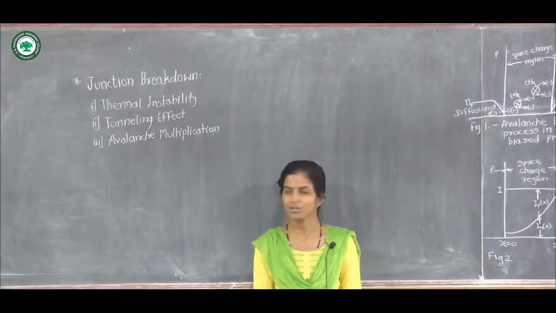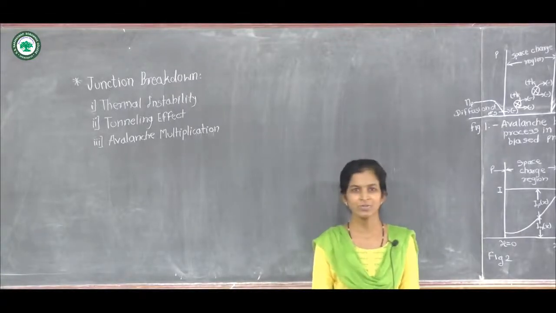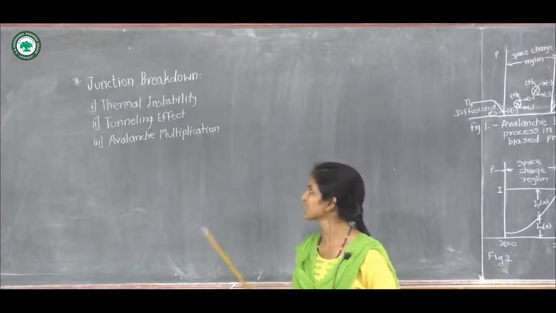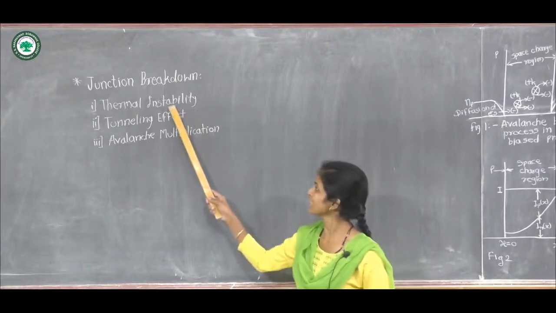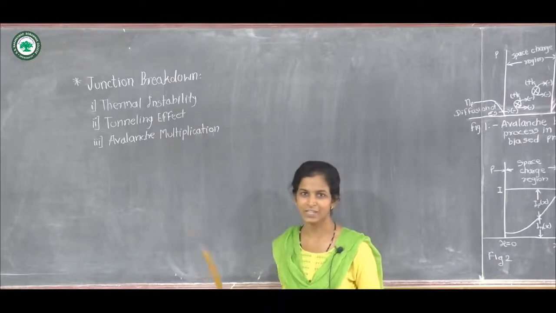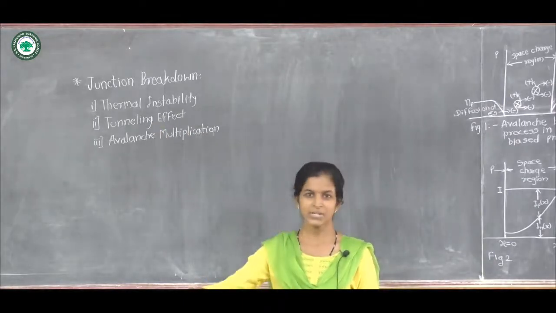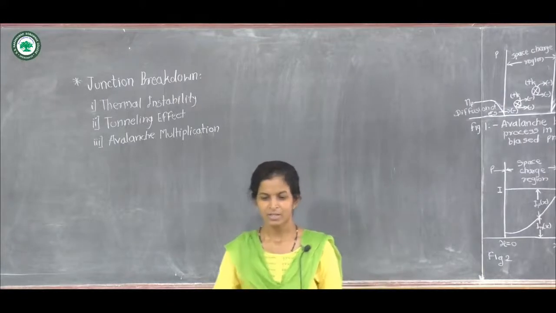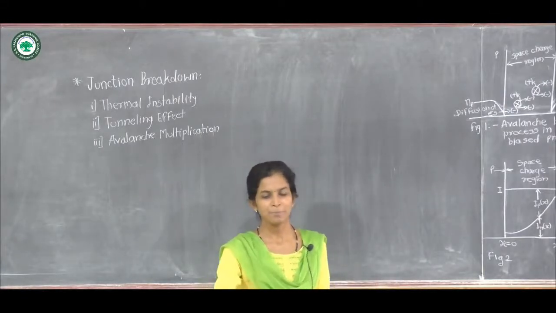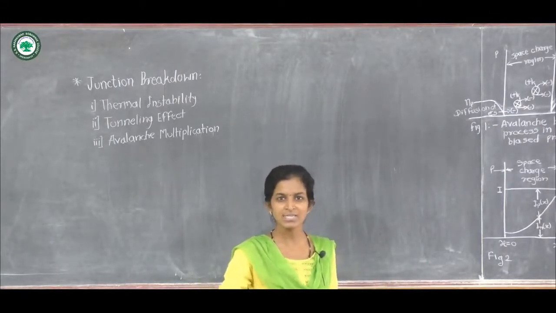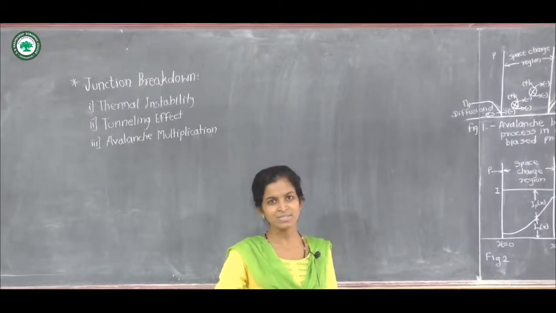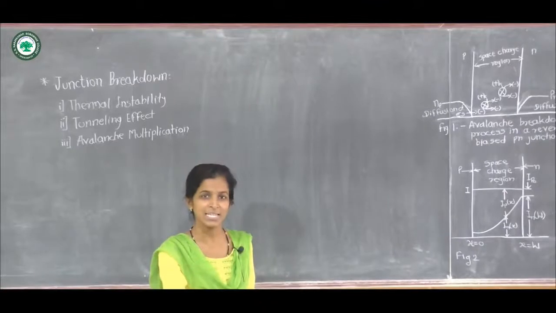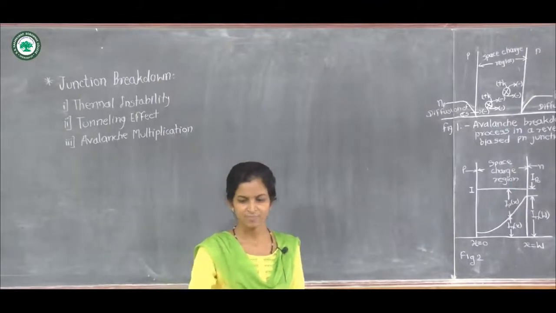In the last lecture of this junction breakdown, we have seen the two breakdown mechanisms, that is thermal instability and tunneling effect. Now in this lecture we will see the avalanche multiplication.